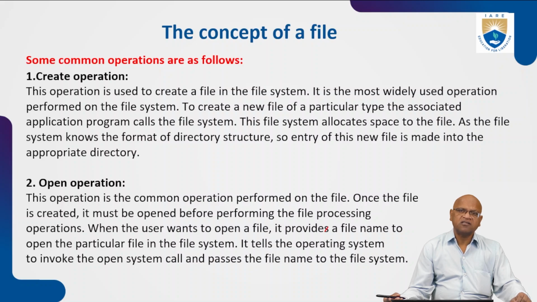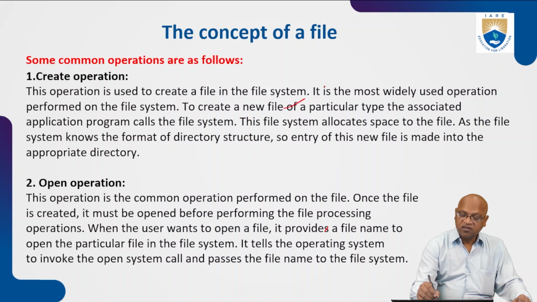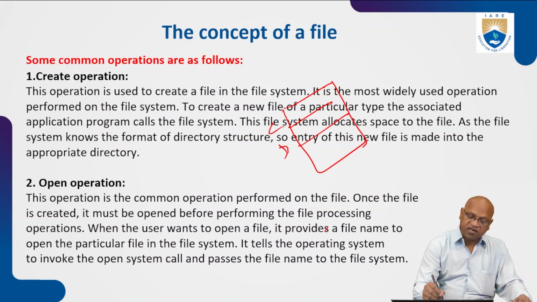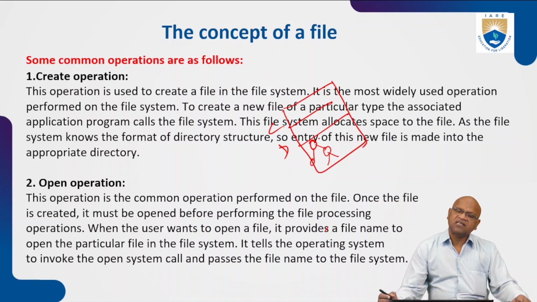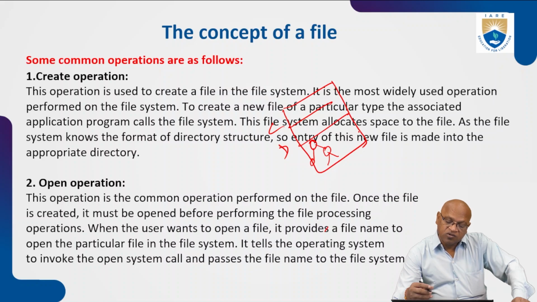The program calls the file system. This file system allocates space to the file, as the file system knows the format of the directory structure. So the entry of this new file is made into the appropriate directory, because, as I told you, this is our hard disk and we have saved the file somewhere in C drive or D drive. In the end of this hard disk, there will be space for the files, and there will be a directory structure. The file number is saved in the structure like this. This is nothing but the indexing block, file indexing. So it will record everything.